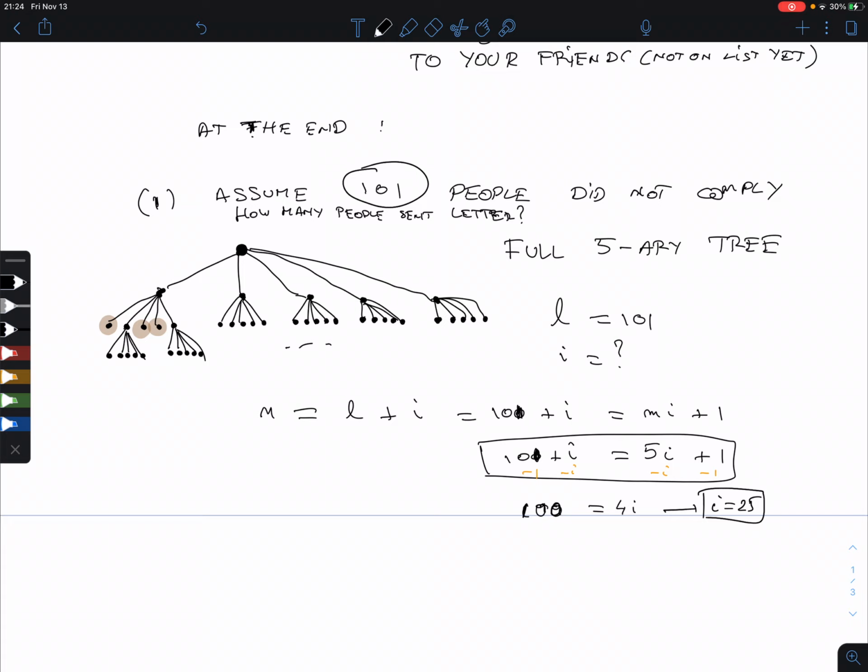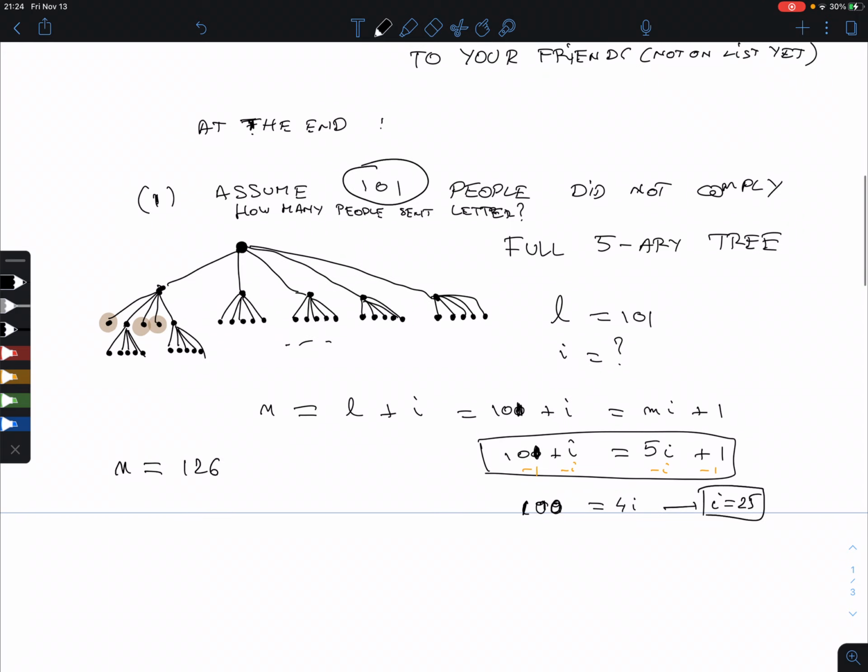Okay, so how many people were involved in total? Well, we can also calculate n. We can now calculate everything, right? There were 126 people involved in this. 126 people have seen the letter, are involved in this scheme, let's call it.